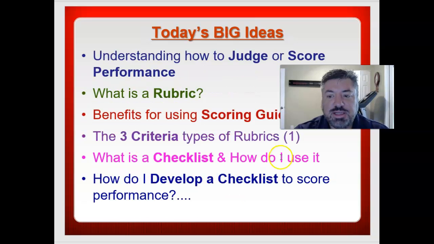So what are today's big ideas? Today's big ideas will be understanding how to judge or score a performance-based activity. We'll learn exactly what a rubric and a checklist are. We will find the benefits of using scoring guides. We'll discuss that. We will also learn the 3 criteria types of rubrics. This is product, process, and progress. That's an important thing to understand.